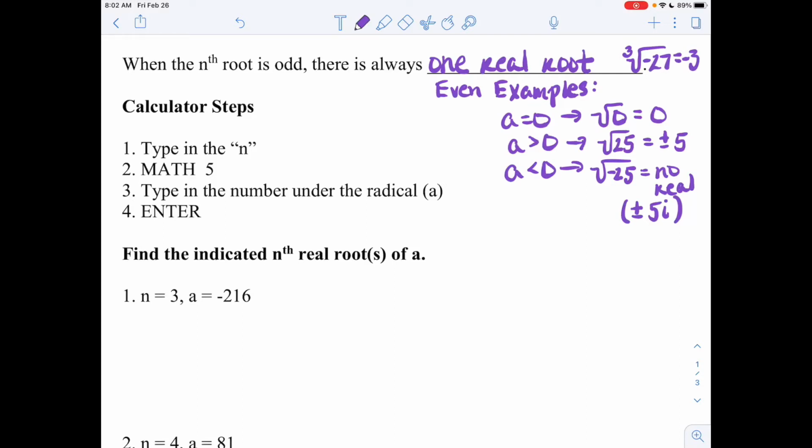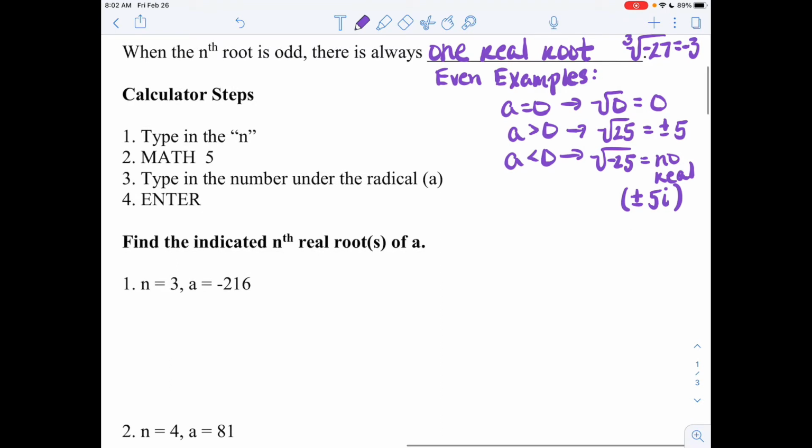Let's look at our first example. So the first thing that I want to do is to write this in radical form. I have an n value or an index of 3 and I have an a value of negative 216. So I would write this in my radical form with a 3 as my index and negative 216 as my a value under the radical.